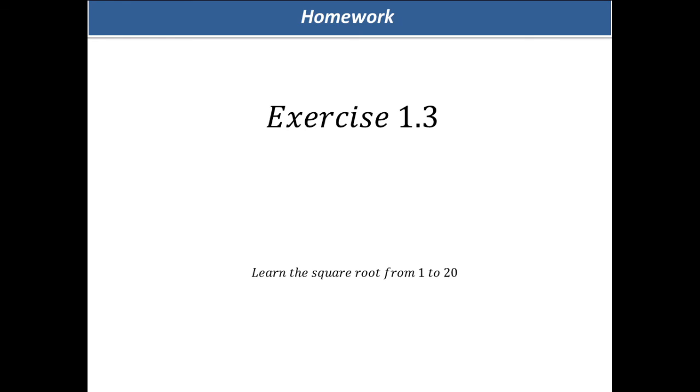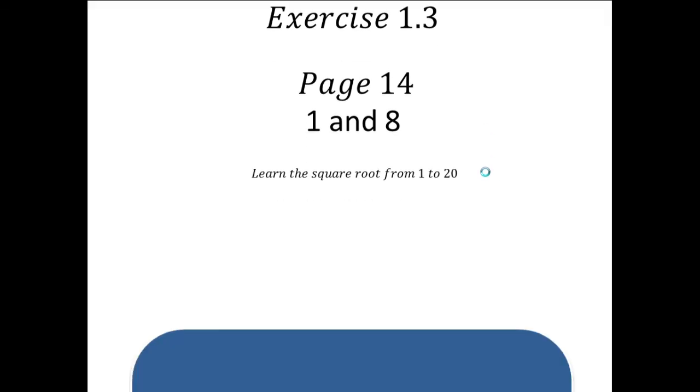Okay? I want you, as I said, to learn the square roots from 1 to 20. I hope you have done it, and do exercises 1 and 8, page 14. Okay? Thank you very much for your attention.